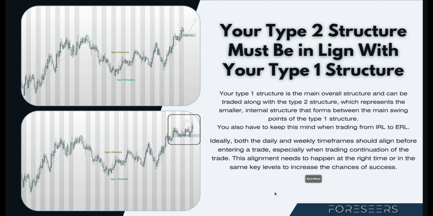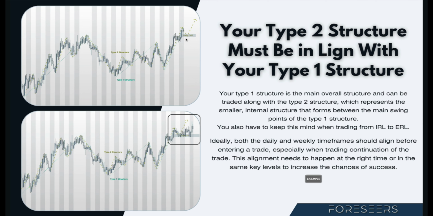Ideally, both the daily and weekly time frames should align before entering a trade. Remember, this is ideally, especially when trading continuation of the trade or trend. This alignment needs to happen at the right time or in the same key levels to increase the chances of success. So here I have an example of what type 1 structure looks like and what type 2 structure looks like. Here you would be trading along the same trend.